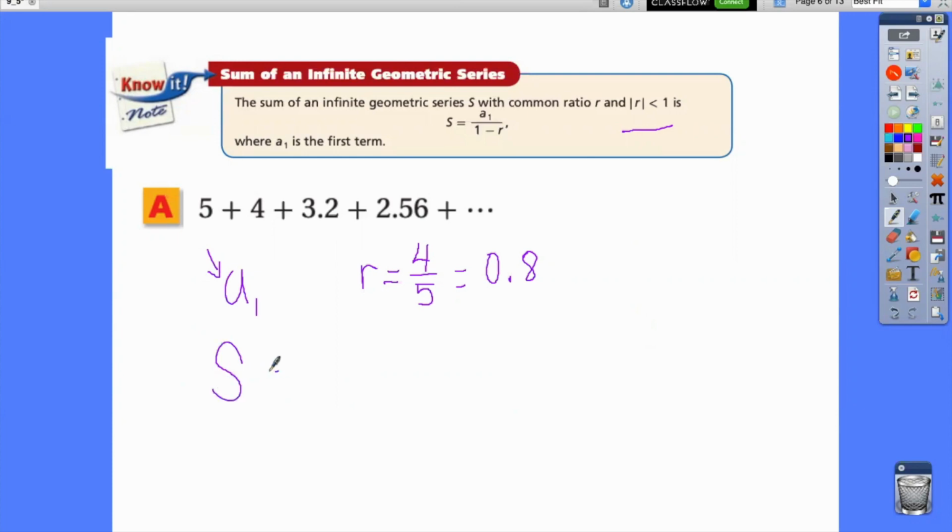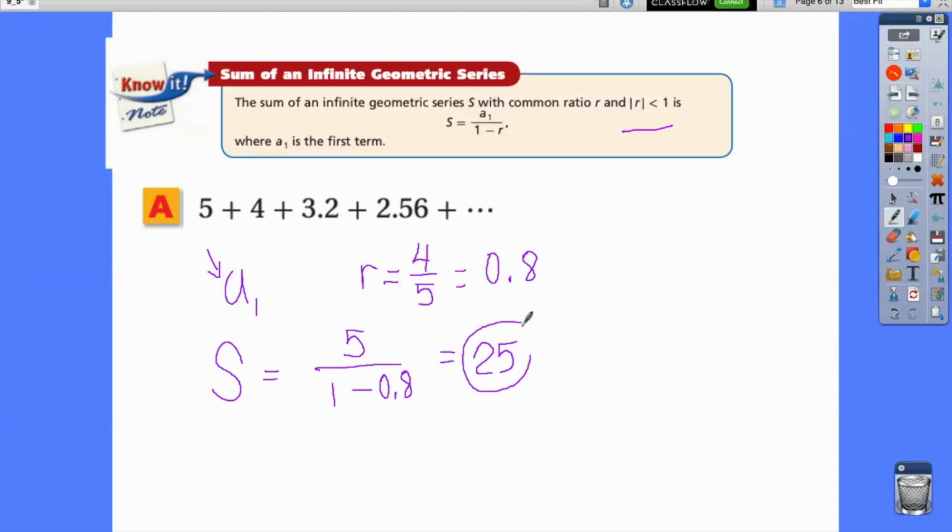The sum of the given series is found when we plug in 5 for the first term, and we plug in 1 minus 0.8. When you simplify this, make sure you use parentheses if you're doing this manually on your calculator. Otherwise, please make sure you're using the fraction option so you don't miss any value. I found that the sum of this given series would be 25.